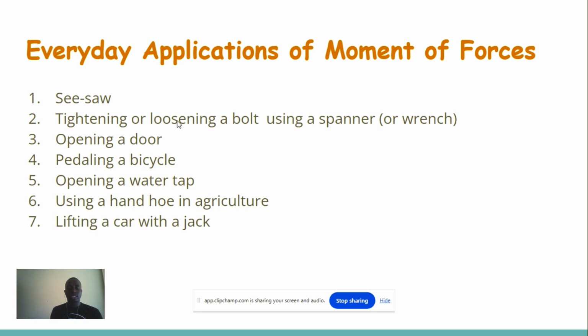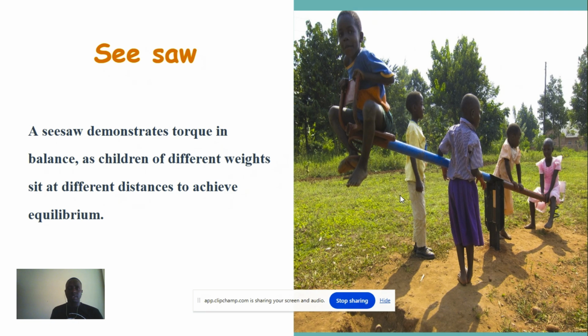Mechanics use it a lot during their work. Opening doors. This one, each one of us does it daily. Open either a door, either a window, you close something. That is one of the applications. Pedaling a bike, opening a tap, using a hand hoe in agriculture, and lifting a cow with a jack. All these ones are applications, but we can see some of them one by one.